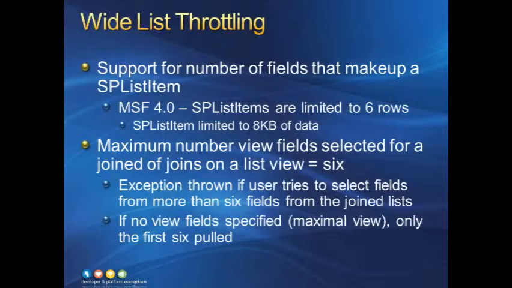If I don't define what fields I want to pull back in the view fields, and I essentially do the equivalent of a select star, then SharePoint will pull the first 6 projected fields that are defined and ignore all the rest of them. So it's going to pull either the first 6 that are defined, or if I explicitly state a list of a bunch of them, it's going to say, sorry, it's going to throw an exception. You can only have 6, no more than 6.